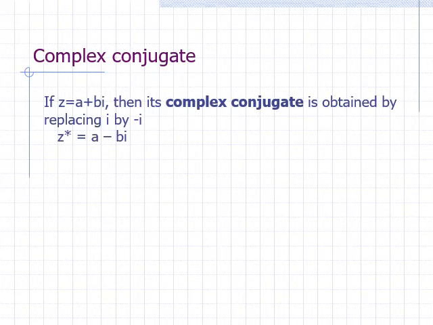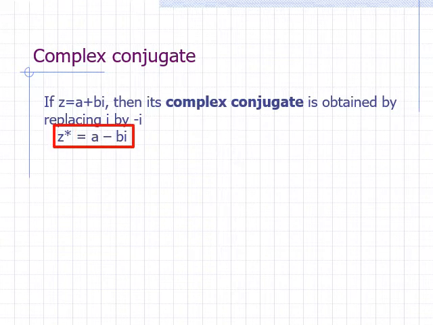The complex conjugate of a complex number is obtained by replacing i by -i. In other words, if complex number z is equal to a + bi, its complex conjugate, which we write as z star, is a - bi.